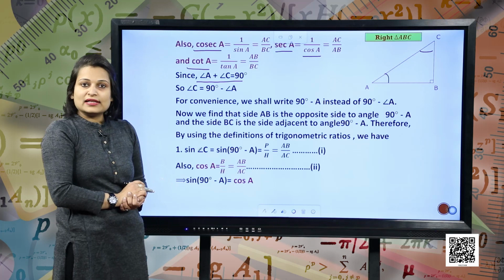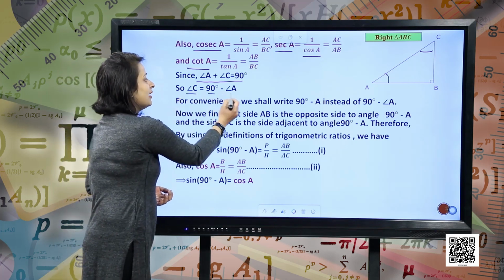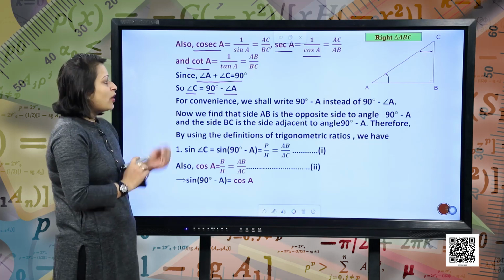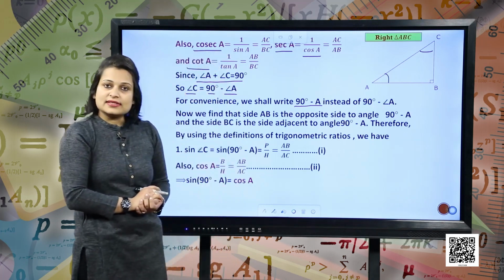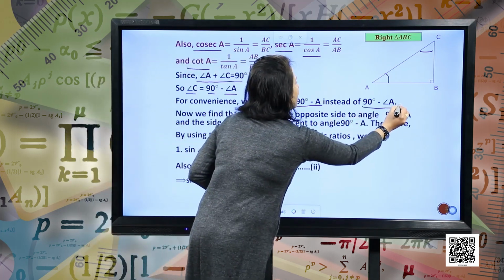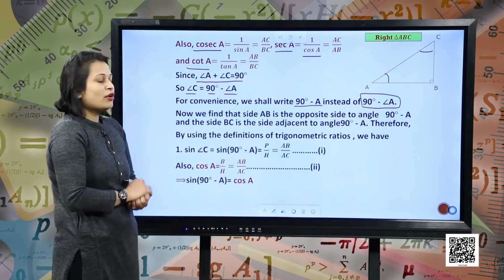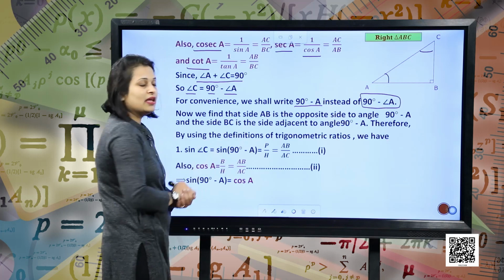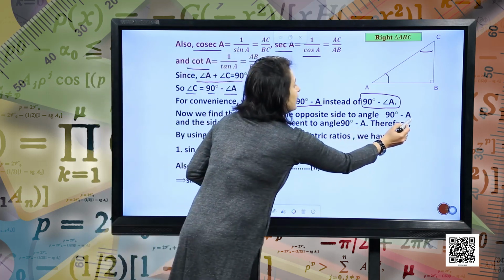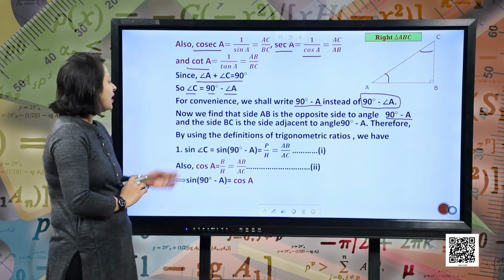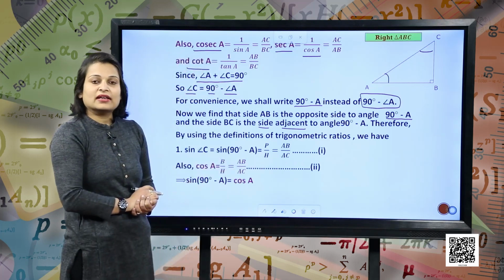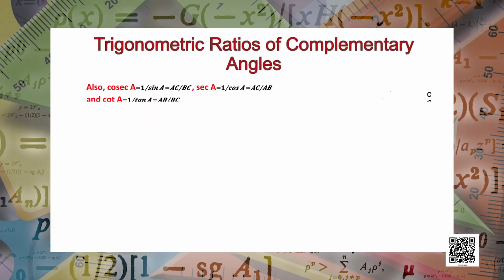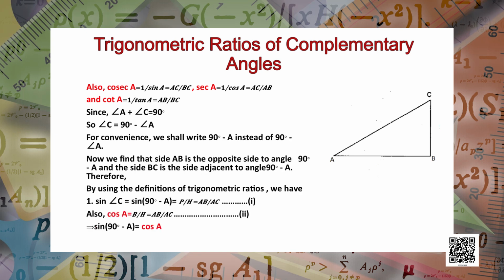Now as we know, angle A plus angle C is equal to 90 degrees, so I can write angle C as 90 degrees minus angle A. For convenience, we shall write 90 degrees minus A instead of 90 degrees minus angle A. Now we have to find that side AB is opposite to angle 90 minus A, and the side BC is the side adjacent to angle 90 degrees minus A. Now by using the definition of trigonometric ratios, we will calculate the 6 trigonometric ratios.